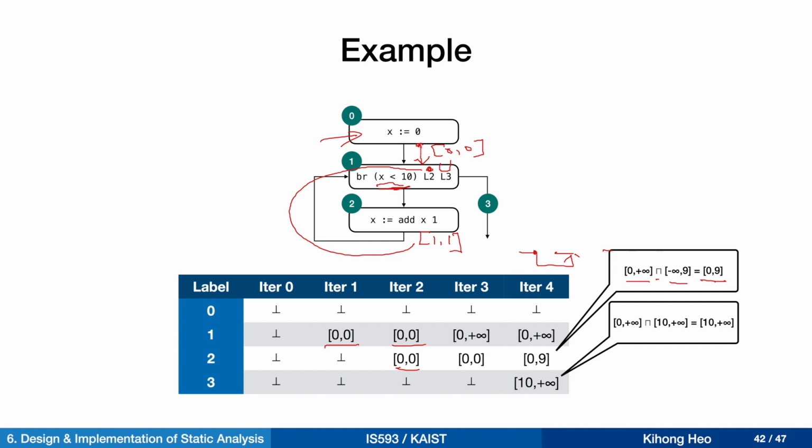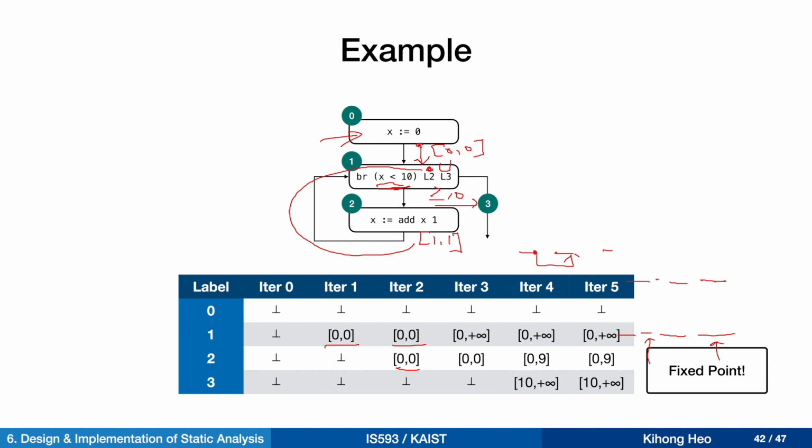And then what about the other branch? The abstract memory at label 3 will be updated to 0 to infinity because of the same principle. This is again the result of the meet operator. The first operand is the input value of x, which is the same as before, and the second operand is the greatest value that satisfies the condition for the branch, which is greater than or equal to 10. So the filtered outcome is 10 to infinity as a result of this meet operator. Finally, after one more iteration, nothing will change. So the fixed point is reached.